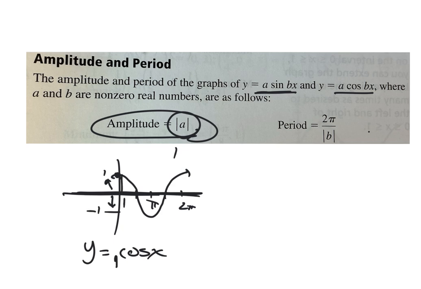Period is how far it goes before the graph starts repeating. Usually, if it's just like this, it's 2 pi. However, if there's a number right in front of the x, remember, think about that. We used to say that was a horizontal shrink or stretch based on what that number was. In trig, they call it a period. So it's always 2 pi divided by b. Let me show you a couple.